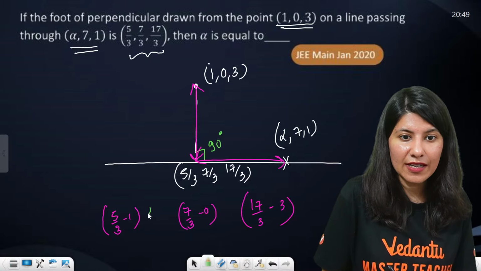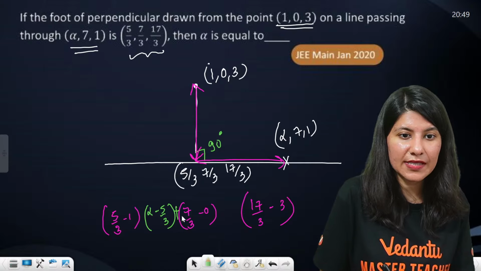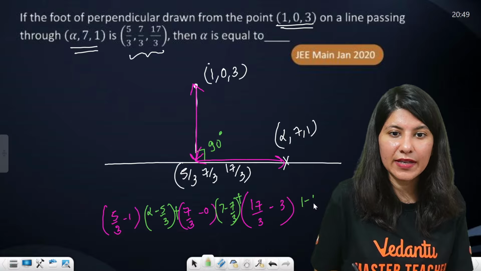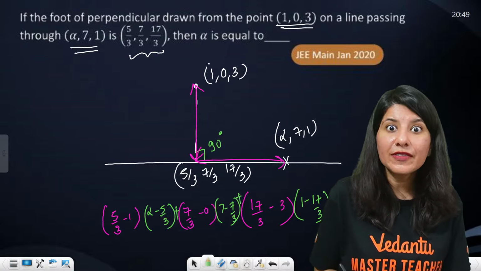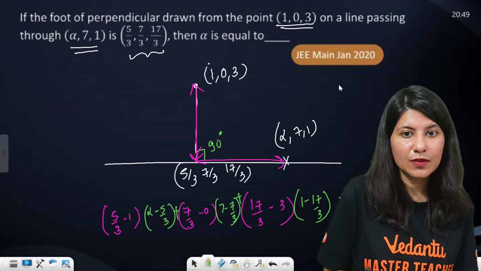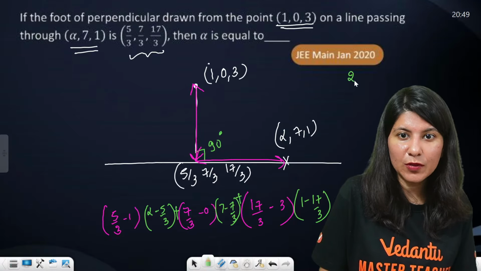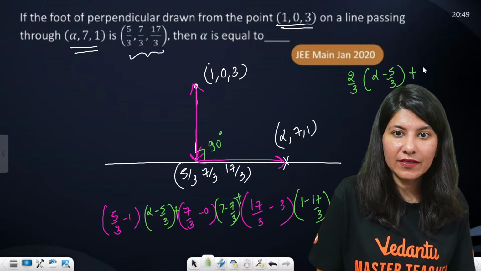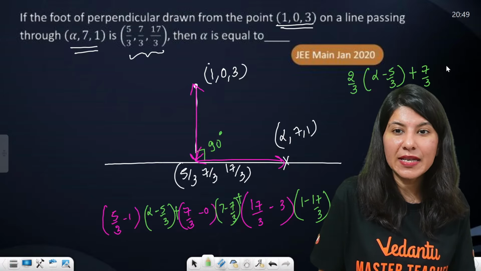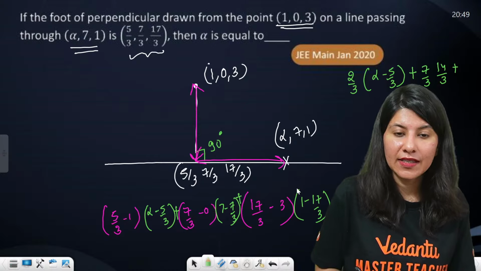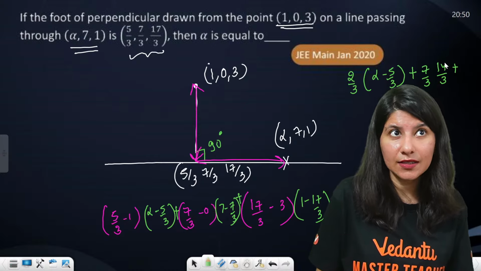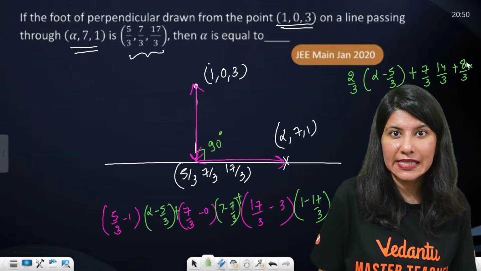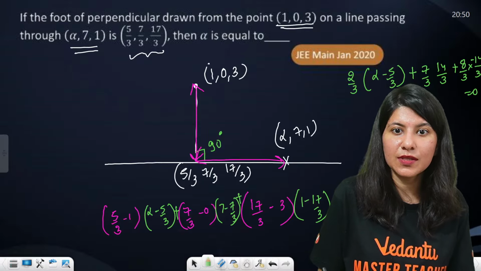So this vector is what? Alpha minus 5 by 3 plus, this is 7 minus 7 by 3 plus, and this is 1 minus 17 by 3 equals to 0. Solve it out. So this is 5 by 3 minus 1, tell me. So ma'am, 2 by 3 into alpha minus 5 by 3 plus 7 by 3, 7 3s are 21, 21 minus 7 is 14 by 3 plus 17 minus 9 is 8. 8 by 3 into minus of, this is 14, minus 14 by 3 equals to 0.